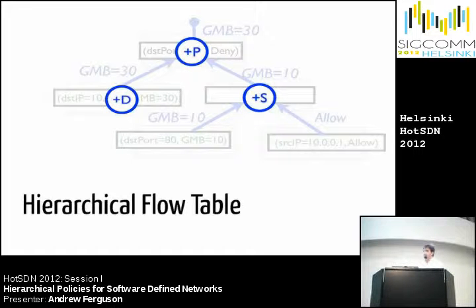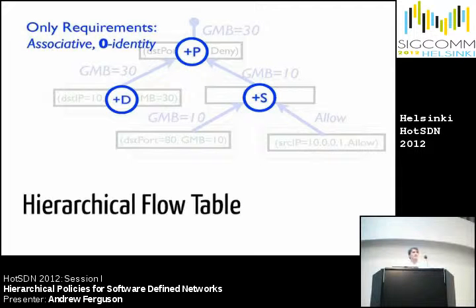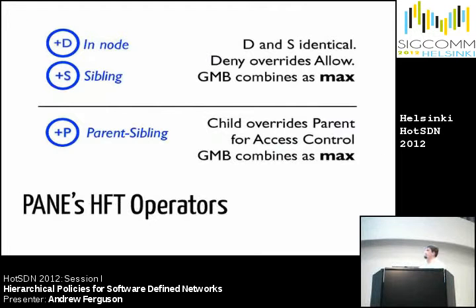The requirements on these operators are very basic. First, they must be associative, and second, they must support the 0, the don't care action, as their identity value. With these minimal requirements, we can convert the HFT into a realizable implementation using a strategy I will describe next. But first, let's look at how we define these operators in Pain.